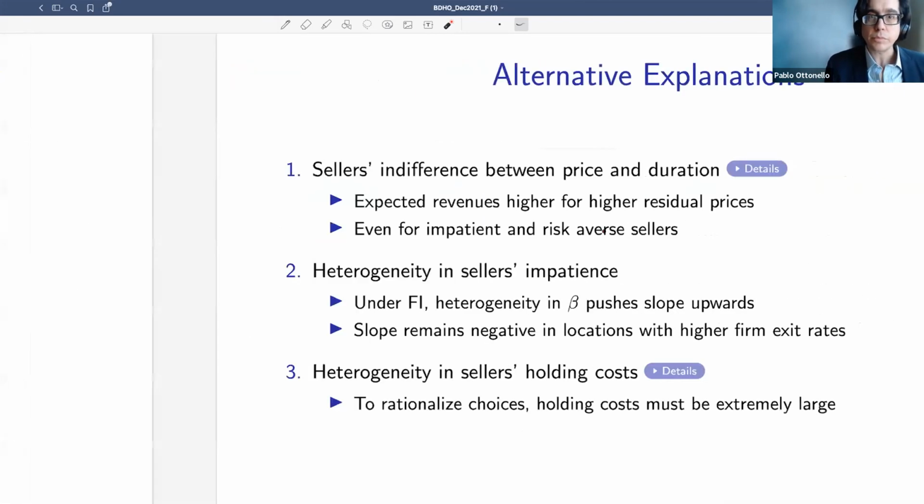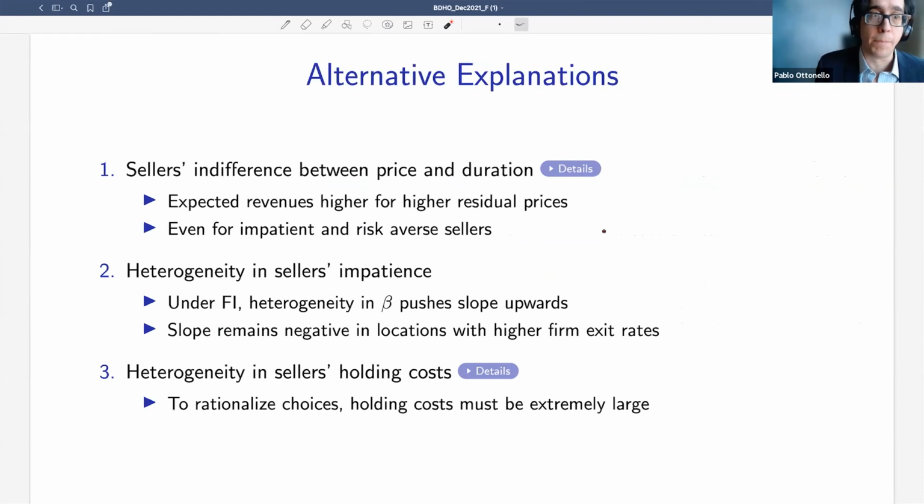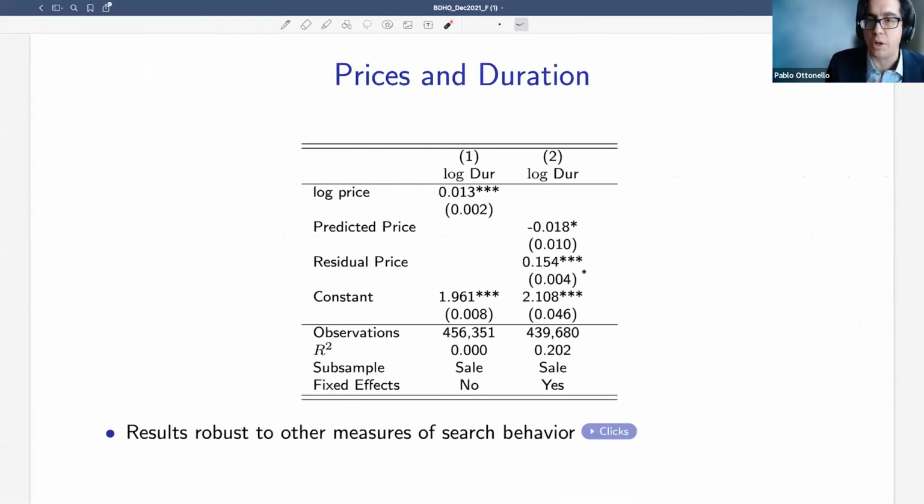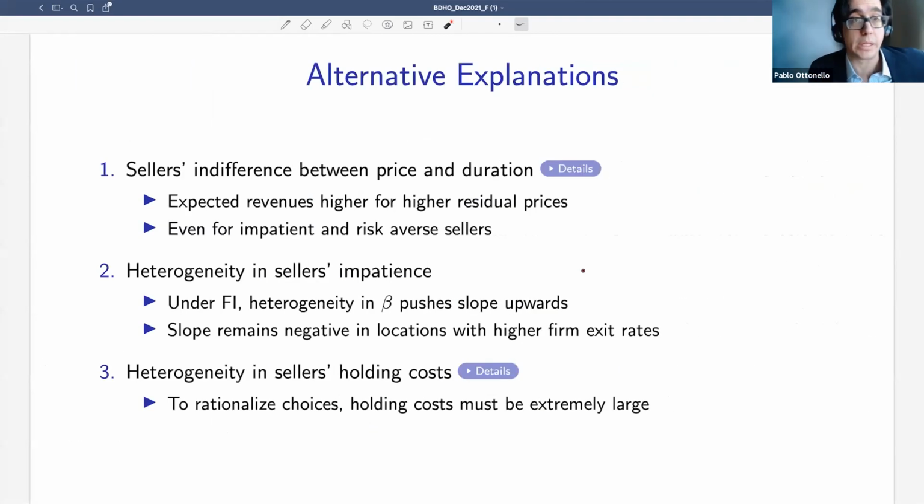All right, and this is what I was asking. I think Nico was asking a little bit of that, or Ben, or both. They were asking how can we distinguish other potential explanations that could be driving this relationship. So in the paper, we do an extensive analysis to argue that the relationship we observe between residual prices and duration would be hard to explain by other potential theories that could also give you this relationship qualitatively.